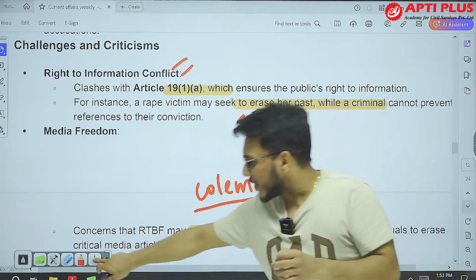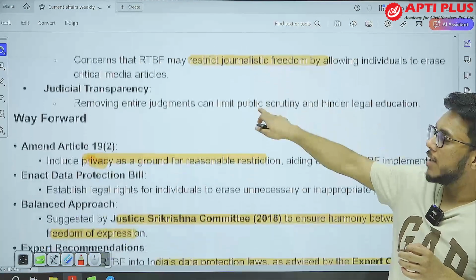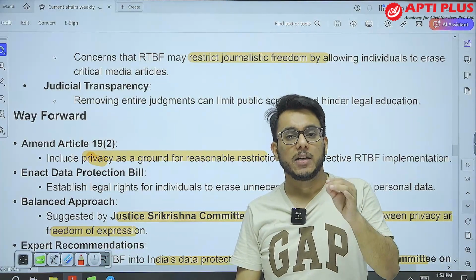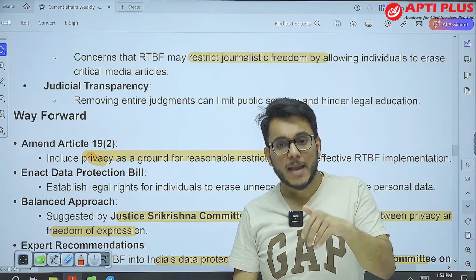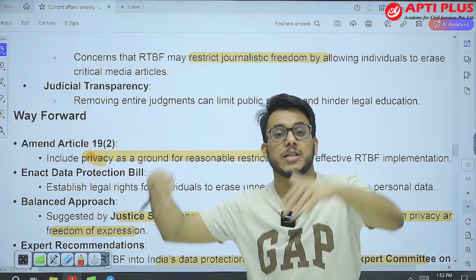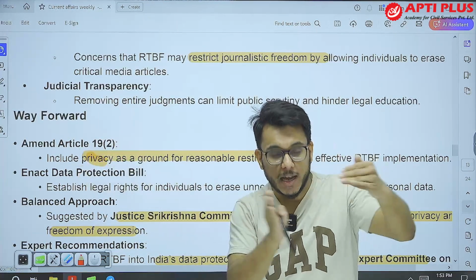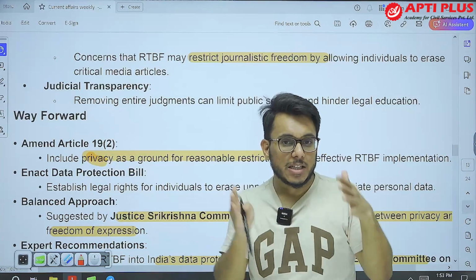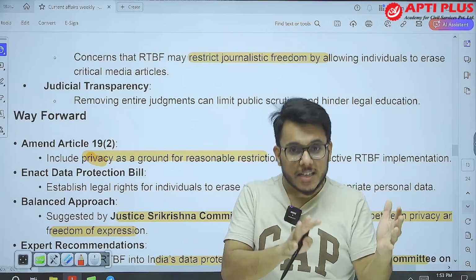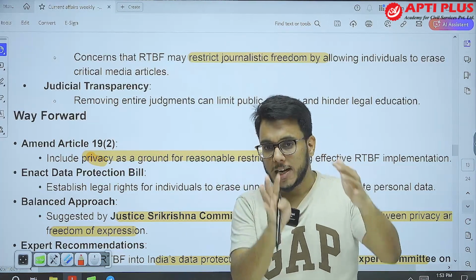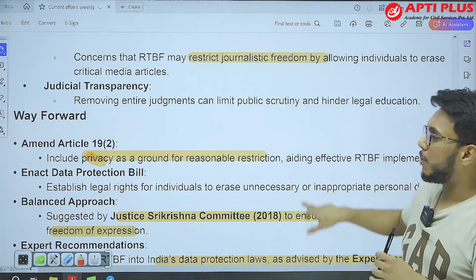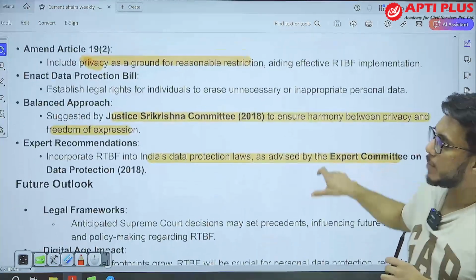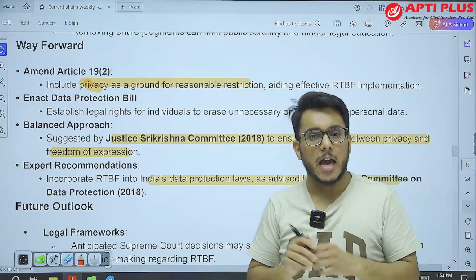Then after that, what will it lead to? It will restrict the freedom of media. Journalists, many a time, in order to expose bigger corruptions and bigger scandals, need to dig up personal stories because the things are often interconnected. So basically, the freedom of investigative journalism might get impacted. So what can be the way forward? How can this entire matter be approached?